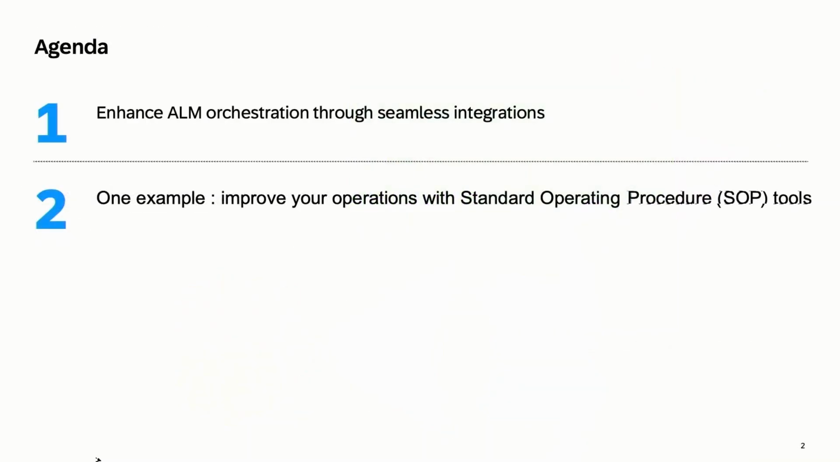So let's go to the agenda. First I will give you an introduction on how to enhance ALM orchestration through seamless integration. So basically, I will go over the main concept of extension of SAP Cloud ALM, the architecture of these extensions, and the roadmap. And then the second part will be done by my colleague Mani from BCS. He will give you a concrete example of an extension of SAP Cloud ALM with a way to improve your operations with standard operating procedures.